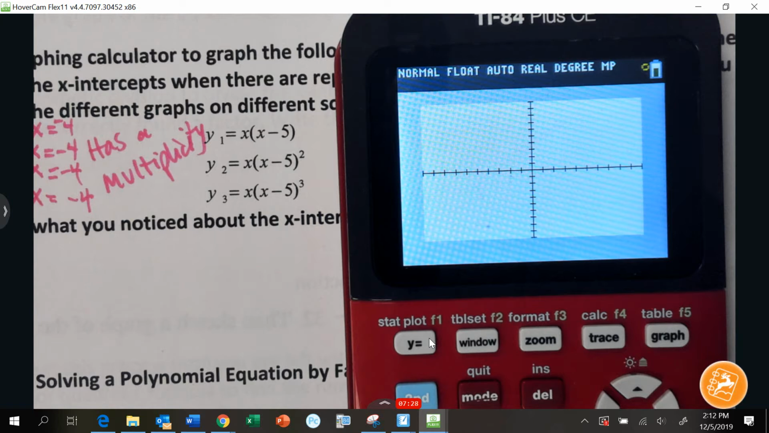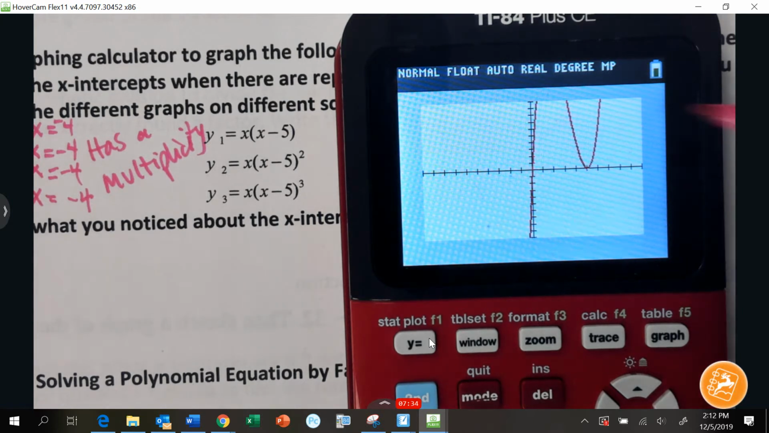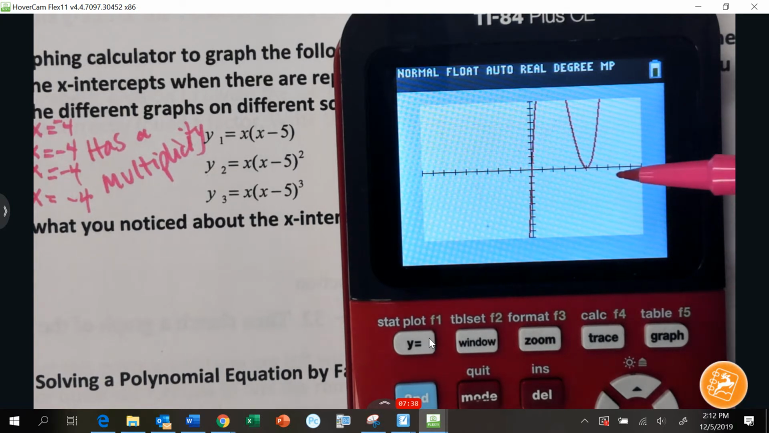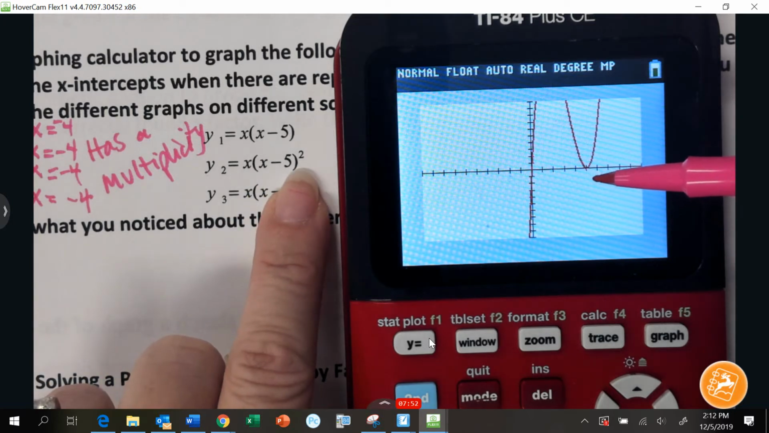So now it should be a power of 3. Okay. So it passes through x equals 0. Why does it bounce off 5? How many 5s are there? It has a multiplicity of 2.